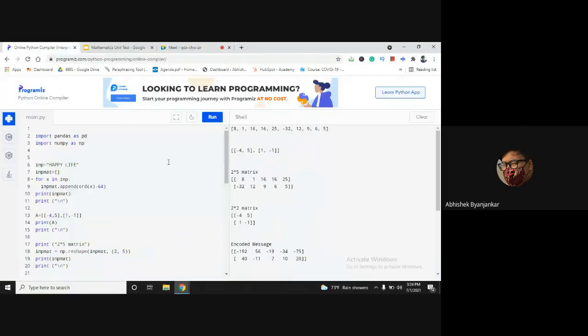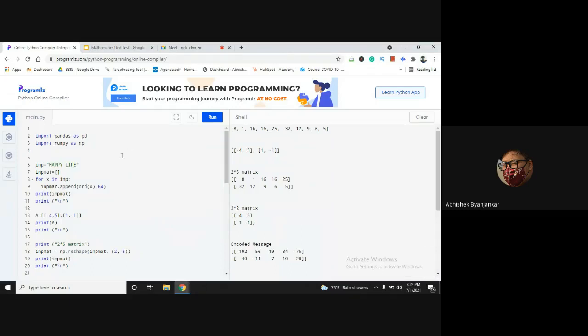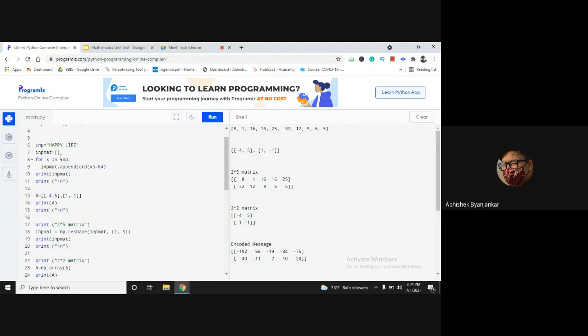I would like to show you the code that I have written. I wrote it in Python, using NumPy. I just input "happy life" here, as the question has given us, and I subtracted 64 because the ASCII numbers start from 64. So minus 64 gives 8. Like HAPPY: H would be 8, A will be 1, P will be 16, P will be 16.